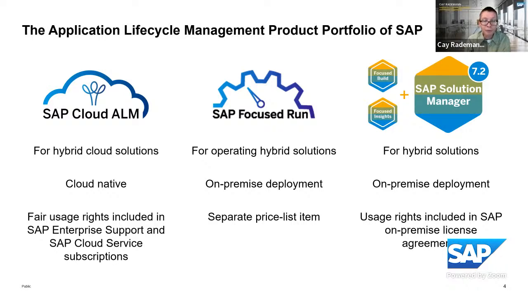Sometime later, we noticed there were some customers who have special operations requirements due to very large system landscapes, or even solution providers that host solutions for multiple customers. For this group, we then developed the Focused Run operations platform. This is our second ALM product. And then the latest one, SAP Cloud ALM, is the youngest of all of them.